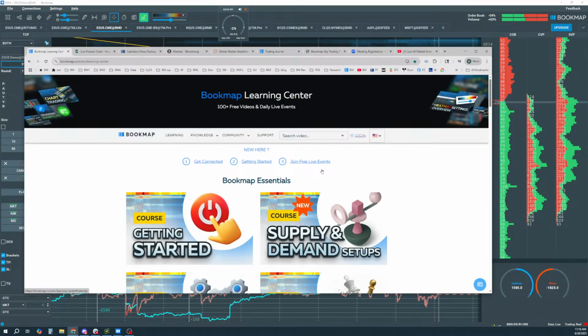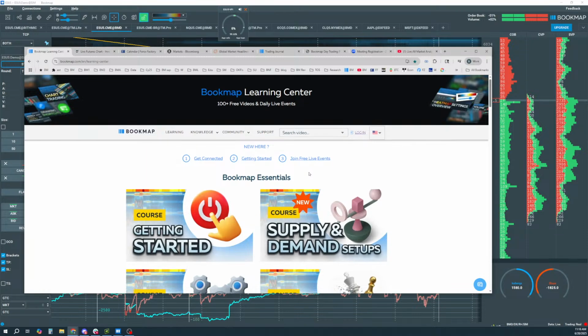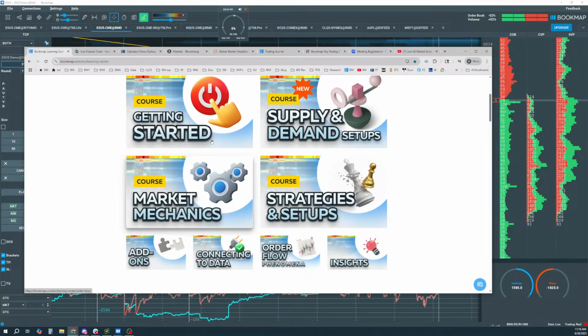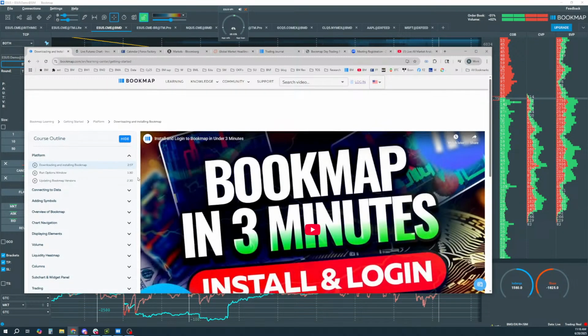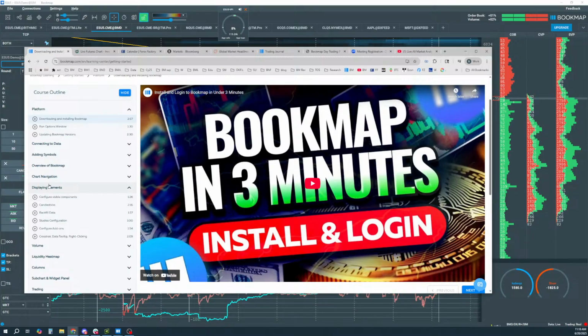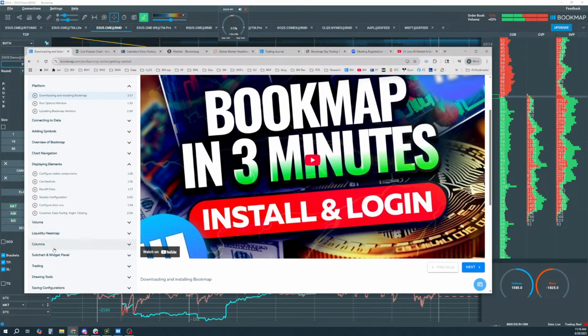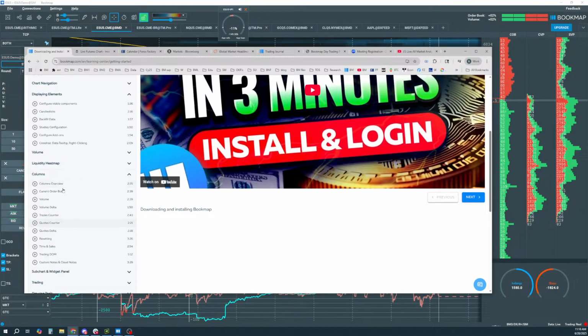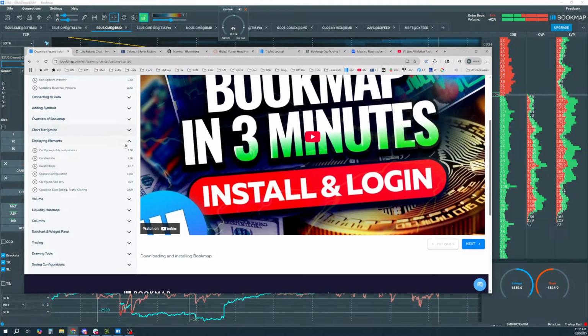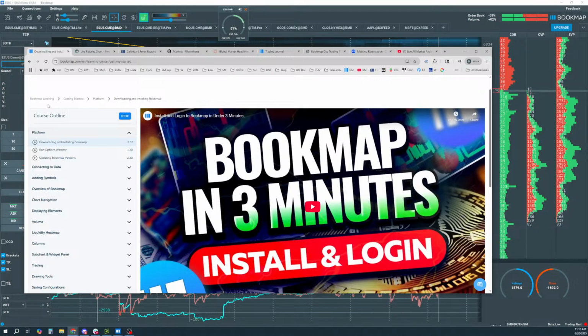I would start with this for education. The getting started course here is really about all the different elements in Bookmap: volume dots, the liquidity heat map, and columns. It's more of a user manual type of thing. But if you have questions about those things, that's where to find them.